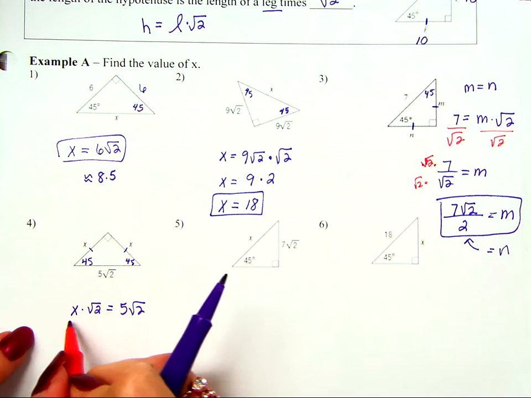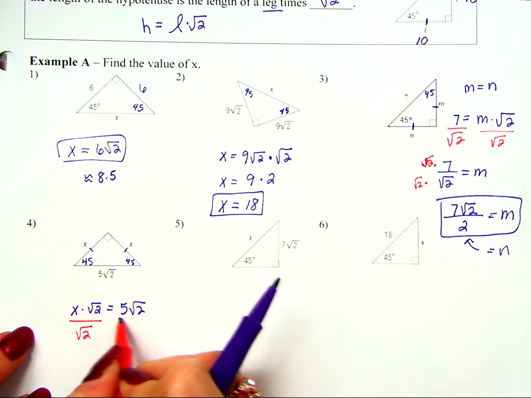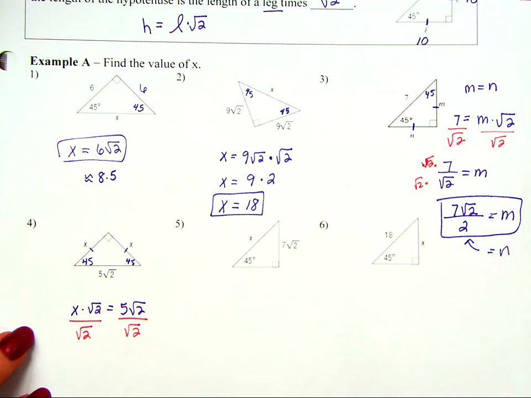However, when we go here and we're going to get x by itself, if we divide both sides by root 2, well, root 2 divided by root 2, these divide out, and so my final answer, my side length, is just going to be left with 5.